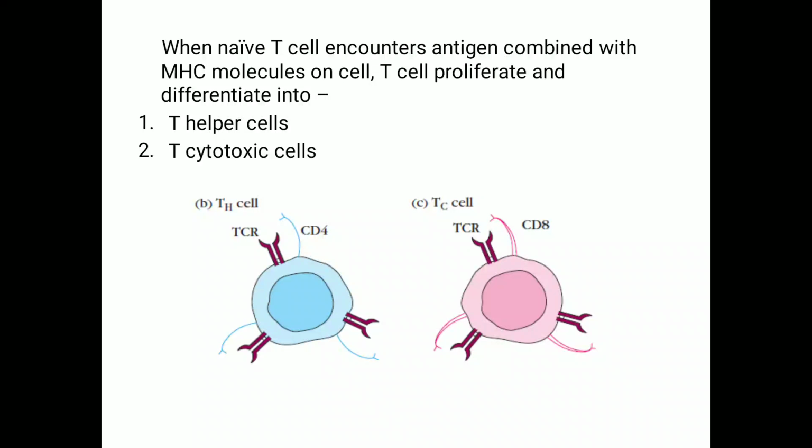A naive T cell is one that has not encountered any antigen before. So when a naive T cell encounters an antigen for the first time in combination with the MHC molecule, the T cells proliferate and differentiate into memory cells and effector T cells. There are two major subtypes of T cells. The first one is T helper cells and the other one is T cytotoxic cells.